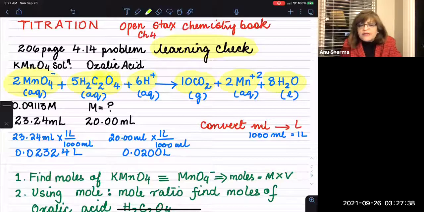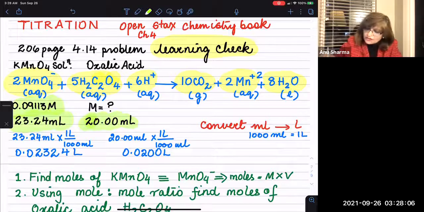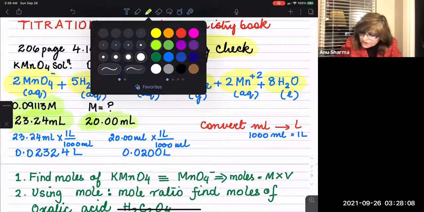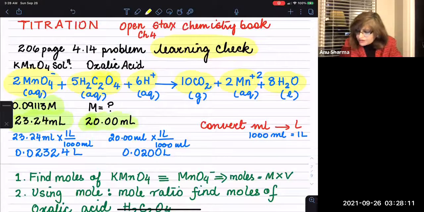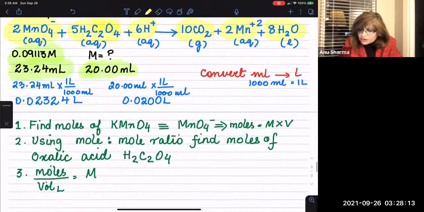So we've taken 20 milliliters of oxalic acid in the pipette and we put it in the flask, and then we will determine the molarity of oxalic acid when we titrate it with the KMnO4 solution. The KMnO4 is 0.09113 molar, and the amount of this KMnO4 solution used in neutralizing the oxalic acid is 23.24 milliliters, and this is in the burette. So again, look for the process of titration in the other video or elsewhere on the internet, but let's look at how we are going to solve this problem.